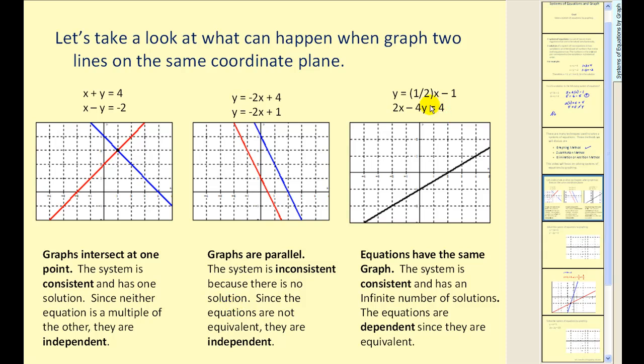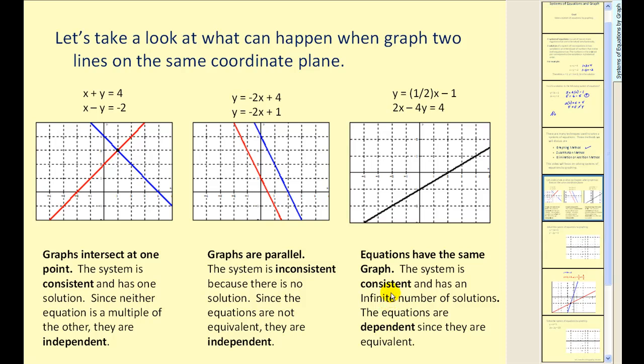The third case is if we graph both lines and they happen to be the exact same line, then we have an infinite number of points in common between the two lines. Therefore, we have an infinite number of solutions to the system. And this type of system is considered consistent and dependent.